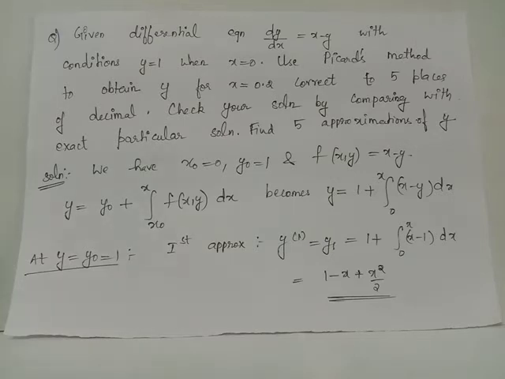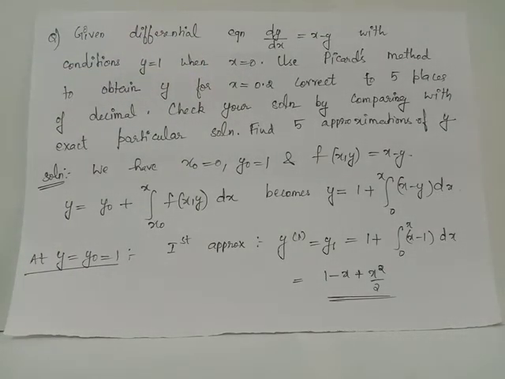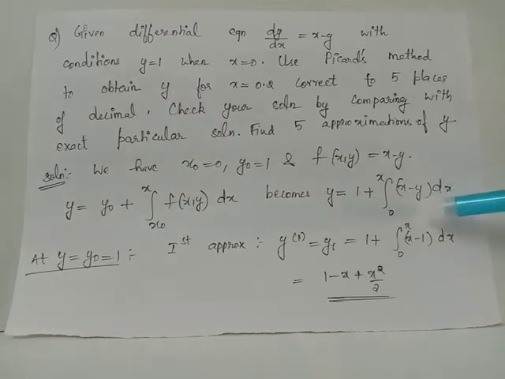We have initial values x0 = 0 and y0 = 1. Also f(x,y) = x - y. When you have dy/dx = f(x,y) and you take the integral of dy equals the integral of f(x,y) dx, you arrive at the formula y = y0 + integral from x0 to x of f(x,y) dx. We have f(x,y) = x - y, x0 = 0 and y0 = 1. Thus we get this equation.